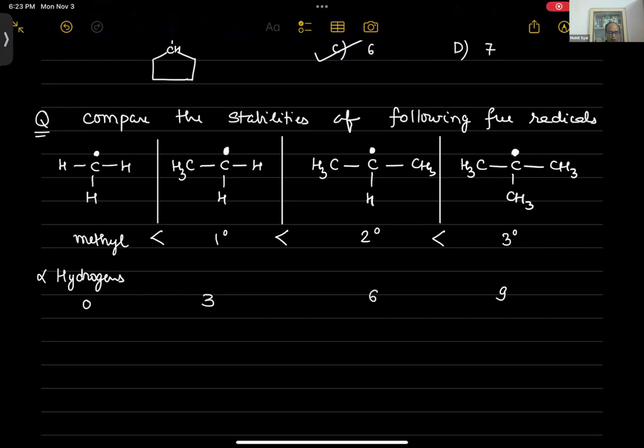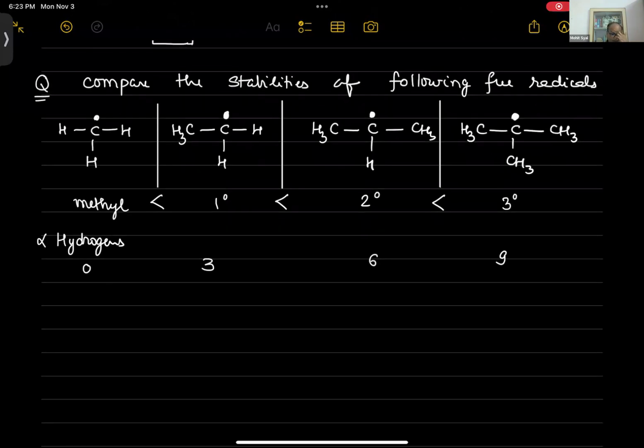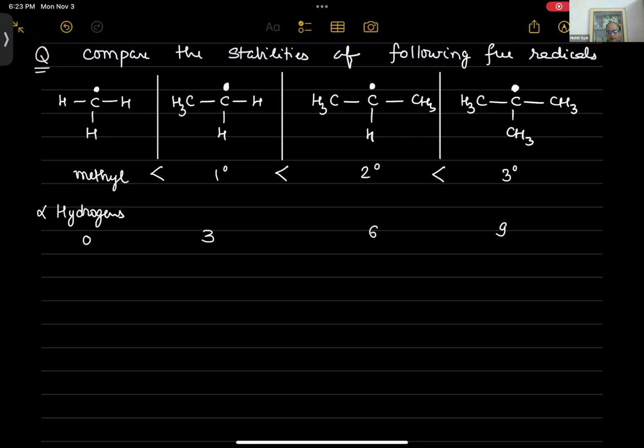Got it. So more and more alpha hydrogens, more and more hyperconjugation can happen. Is it clear or not? And more stability. So I will just write the hyperconjugation for this ethyl radical. In order to draw the hyperconjugation, I am writing it in more detail with all the bonds shown clearly, CH bonds. Got it?